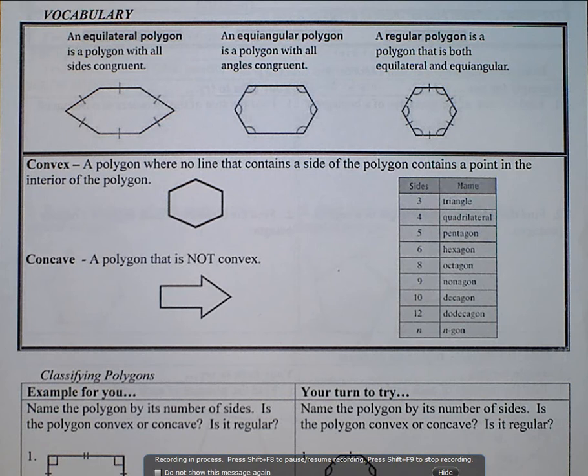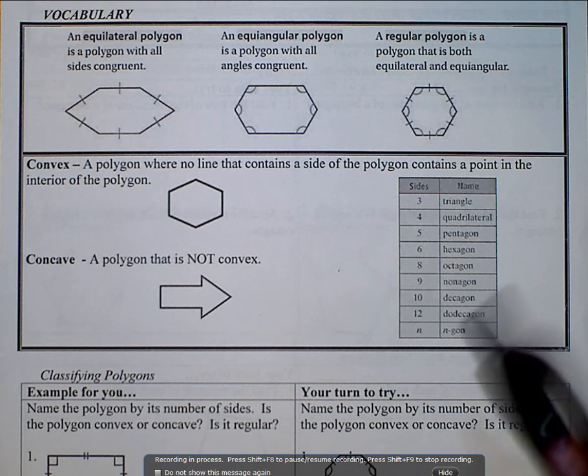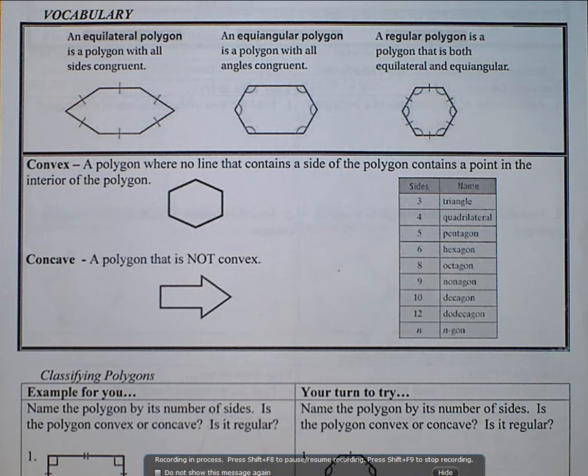Okay, so our vocabulary is here written out for you. Let's go through it just a little bit. An equilateral polygon is just a polygon with all of the sides congruent, so equal lateral sides. A polygon with equal sides. Okay. An equiangular polygon is a polygon with all the angles congruent.